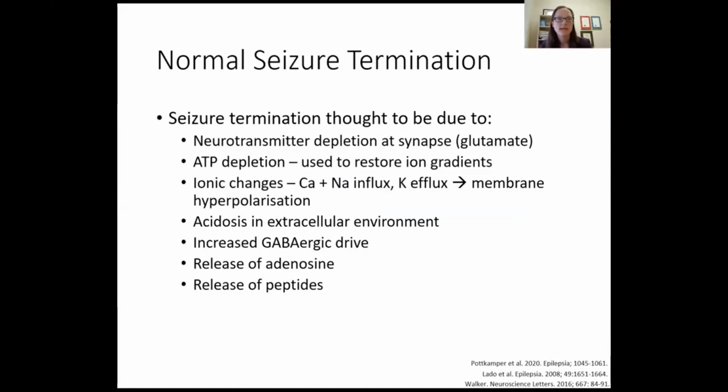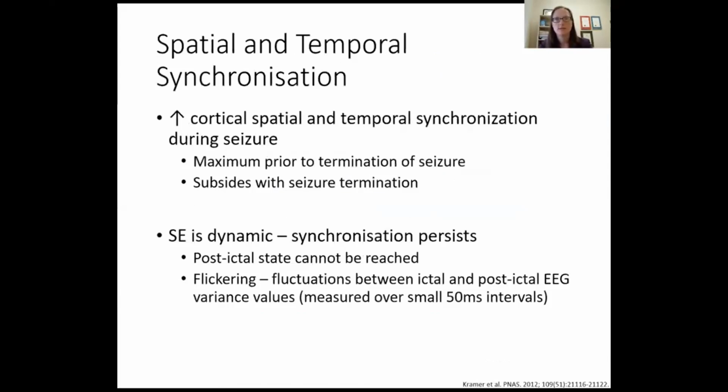There's ATP depletion and ionic changes. So with a seizure, you get increased calcium and sodium influx and potassium efflux from the cell. There's also acidosis in the extracellular environment and increased GABAergic drive that assists with inhibition. There also may be release of adenosine and other important peptides.